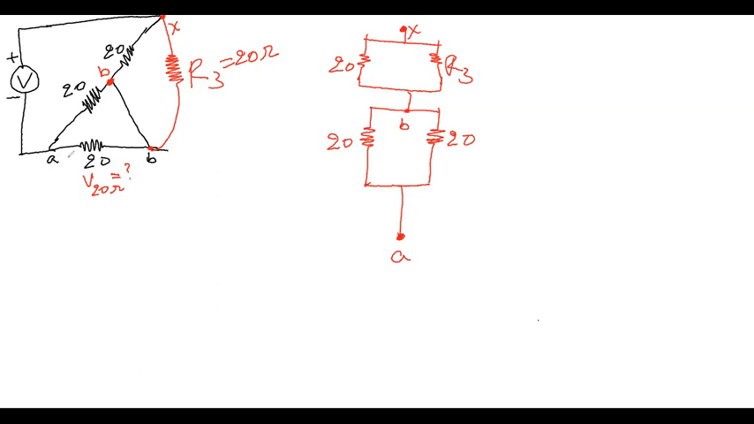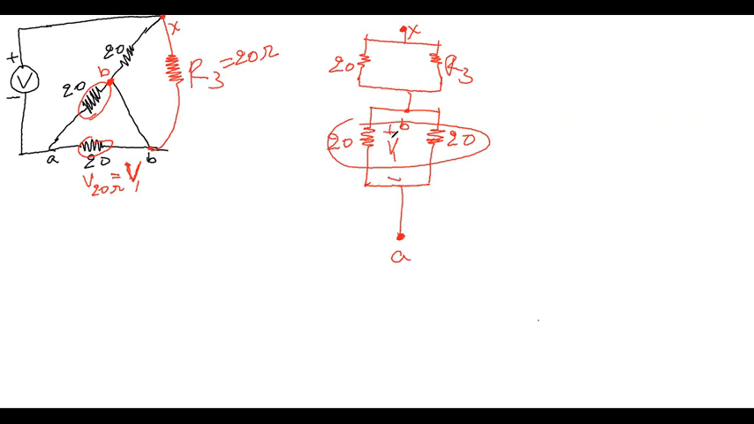Now, since this one and this one are connected in parallel, they have the same voltage. So the voltage across the 20 ohm is, let's say, V1. So plus minus, we have V1. So V1 is the voltage across each component. So we can say that it is 20 ohm on both sides, so they are connected in parallel.